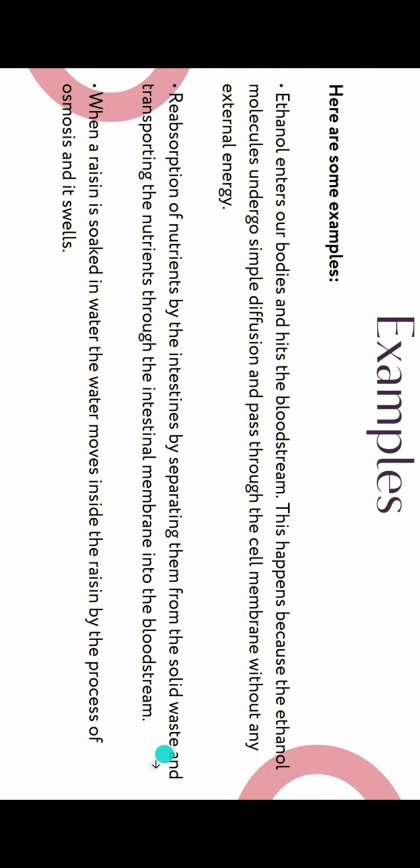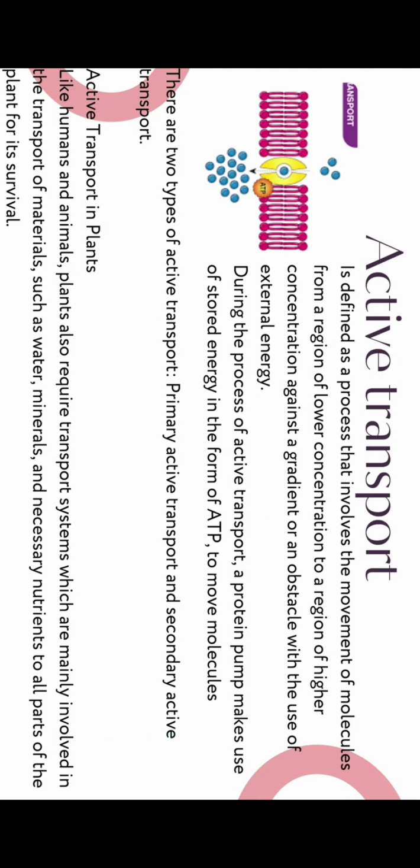What is active transport? It is defined as a process that involves the movement of molecules from a region of lower concentration to a region of higher concentration, against a gradient or an obstacle, with the use of external energy. During the process of active transport, a protein pump makes use of stored energy in the form of ATP to move molecules. Active transport in plants.